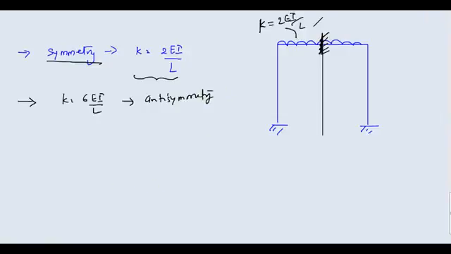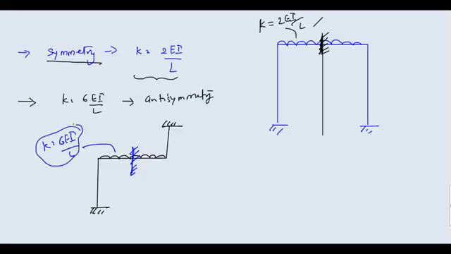Anti-symmetry means this. Suppose you have something like this, here, here and here. You have fixed support here, you have fixed support here, this is straight, and you have some loading here. This type of structure is called anti-symmetric. In this case also, you can only solve half of this structure. Only this much structure you can solve. If you are doing that, you should use the stiffness of this member as 6EI by L.